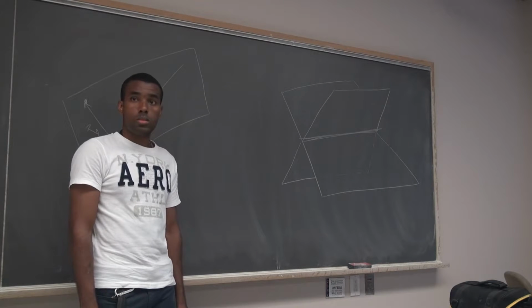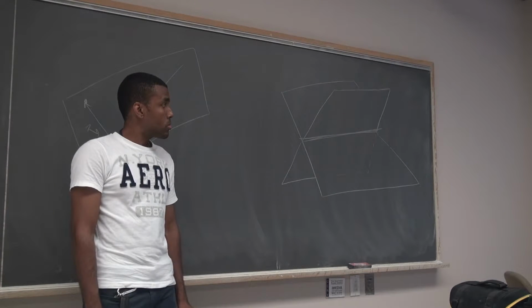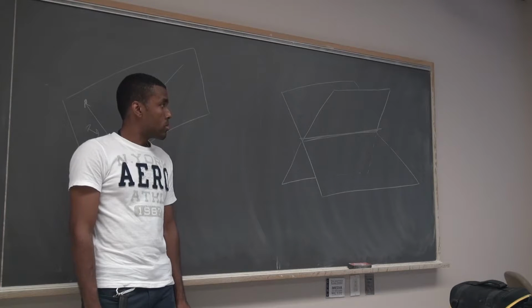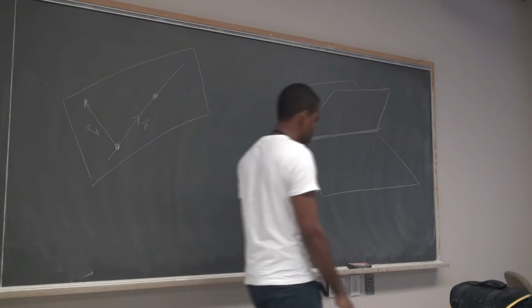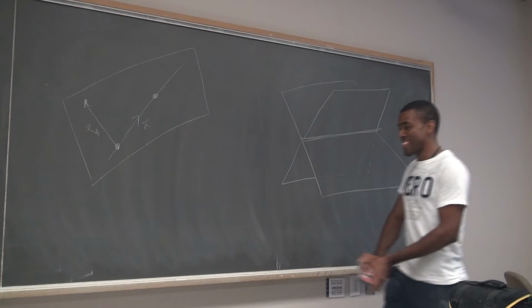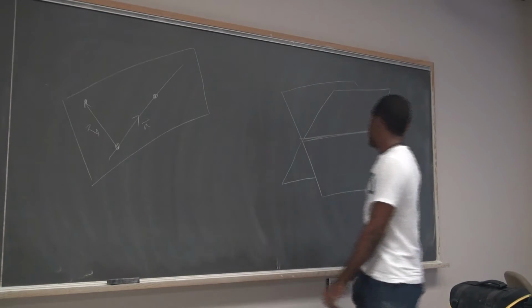Yeah. The normal vectors would be orthogonal. They both would be orthogonal to the thing that they're both parallel to. They both are orthogonal to the thing they're orthogonal to? Well, that's true.